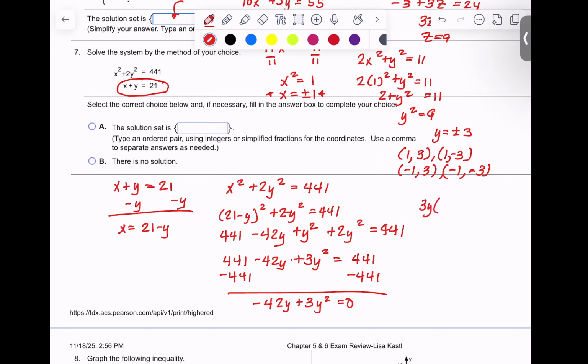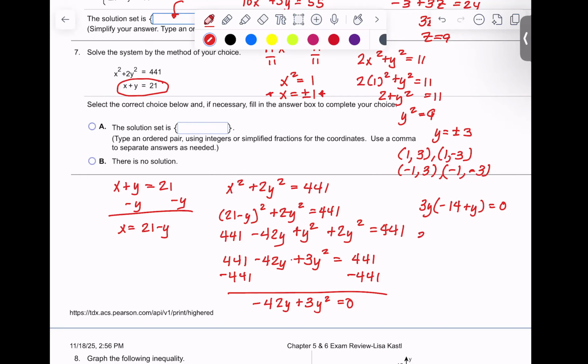If I factor 3y from minus 42, I have minus 14, is that correct? 42 divided by 3 is 14. And then I have plus y. I'm going to check that real quick to make sure that that is the correct factorization. 3 times negative 14 is negative 14 times y. Then I have 3y times y is 3y squared.